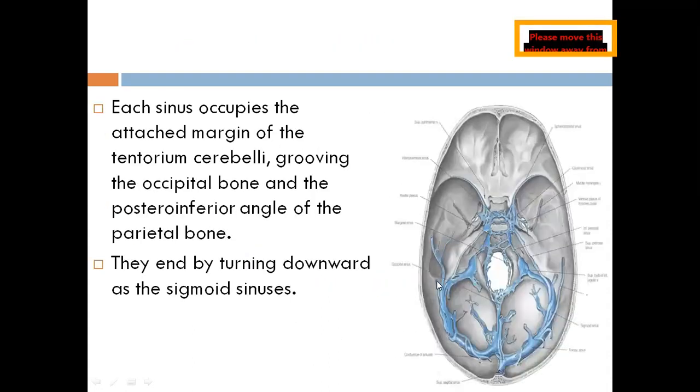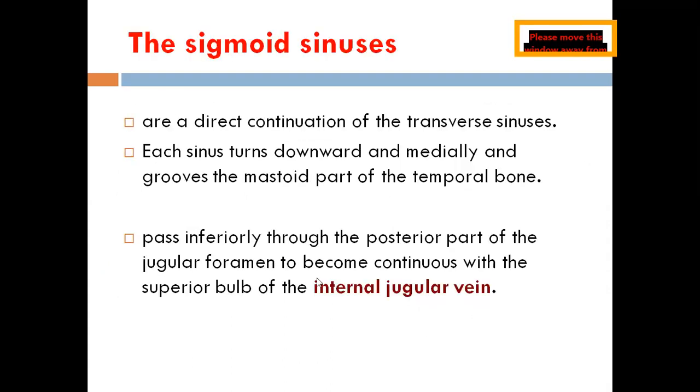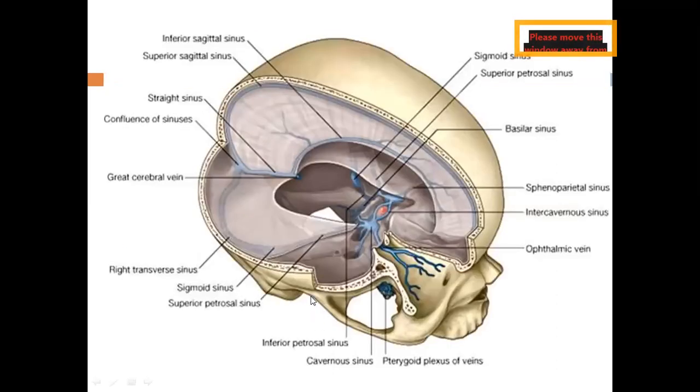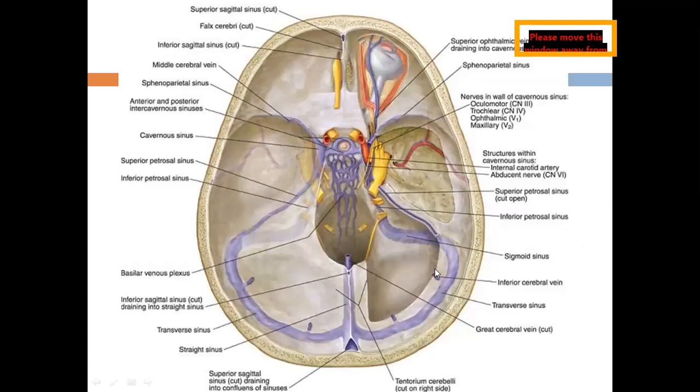So next we have sigmoid sinus. This is one sigmoid sinus and this is one more sigmoid sinus. So sigmoid sinuses are direct continuation of transverse sinuses. Each sinus turns downwards and medially and grooves the mastoid part of the temporal bone, passes inferiorly through posterior part of jugular foramen to become continuous with the superior bulb of internal jugular vein. Okay, so this is sigmoid sinus.